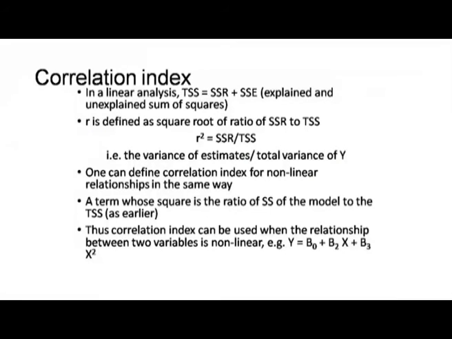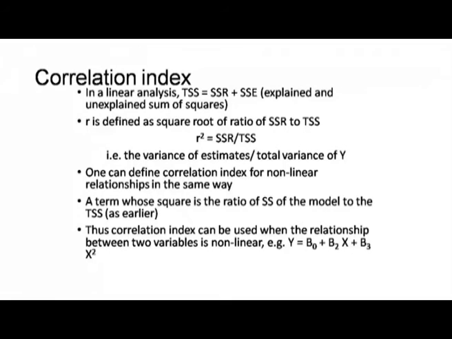Now, for a non-linear relationship, we can use the logic of the correlation coefficient. Actually, when I say that this much variance is explained, the square of the correlation coefficient tells us the variance explained, then there is a total variance and the remaining variance is called unexplained. We can use that logic for non-linear relationships also, like there may be a non-linear relationship y equal to b0 plus b2 x plus b3 x square.